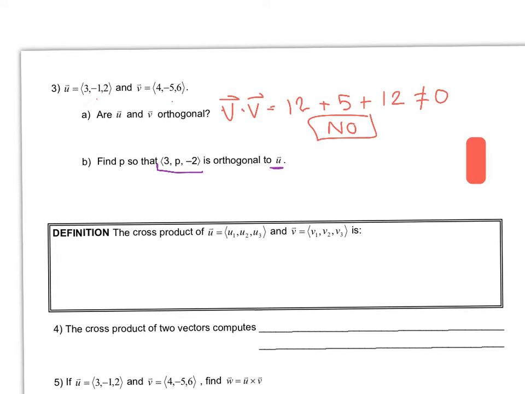So we would do 3 times 3, that is 9, plus negative 1 times p, so that's just negative p, plus 2 times negative 2, which is negative 4. So that's just the application of the dot product, and if we're finding it so that they are orthogonal, we have to set that equal to 0 in order for that to happen. So we've got 9 minus 4, which is 5, minus p equals 0. We add p over, and we get that p must have a value of positive 5 in order for those two vectors to be orthogonal.